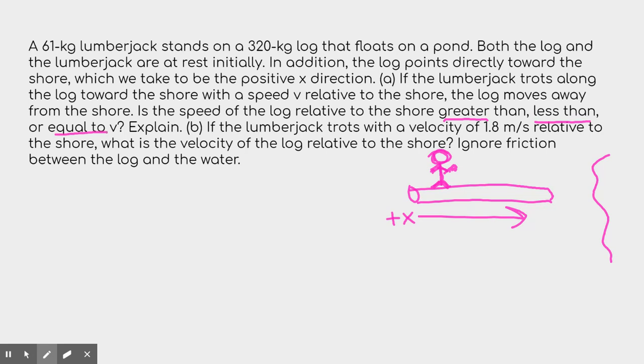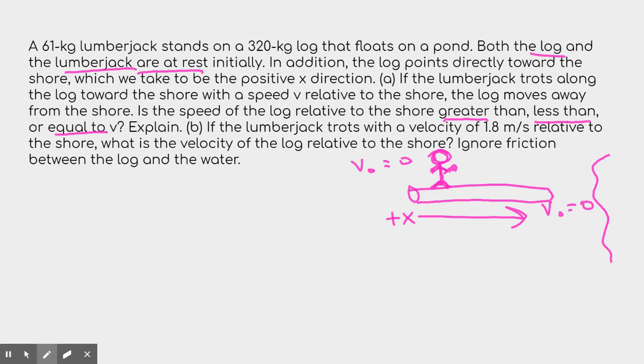Now, before this lumberjack is walking, he has no velocity. Before he's walking, he has a velocity of 0. The log also has a velocity of 0 beforehand, so neither of them are moving. And it even says that both the log and the lumberjack are at rest initially. That means there is no momentum initially, because if velocity is equal to 0, then momentum is going to be 0 as well.